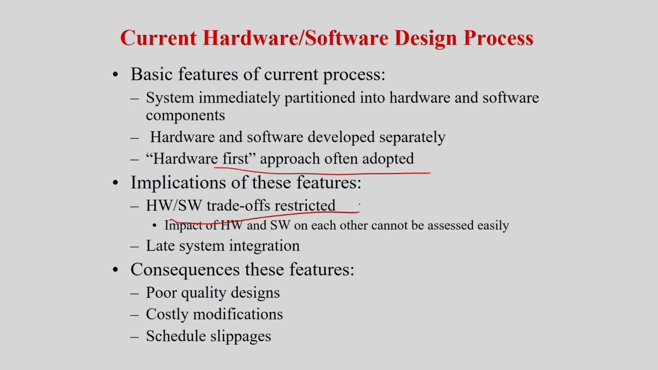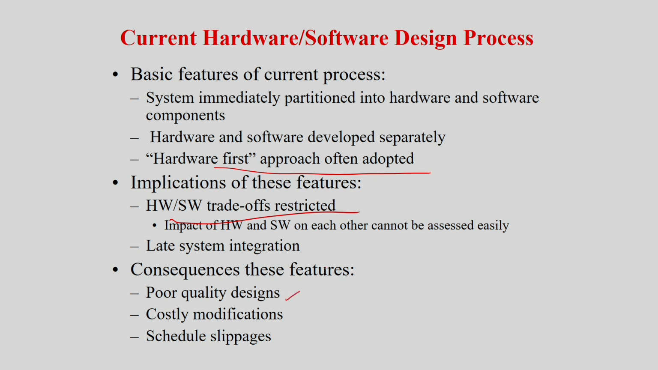Another problem is that hardware software trade-offs are restricted. As I told you, this is hardware, this is software. If down the line I find that this should be put in hardware, and this should be put in software, such chances are not available to us. So that is the problem: trade-offs are decided in the beginning, and in the middle you cannot have a handshake.